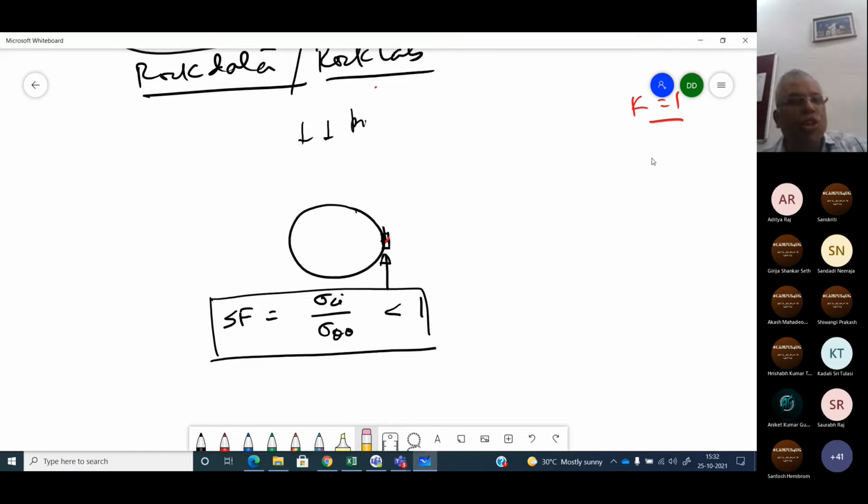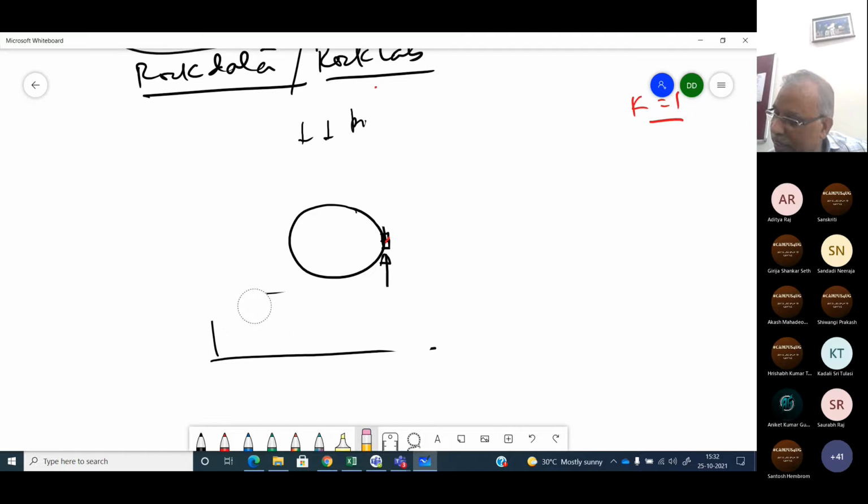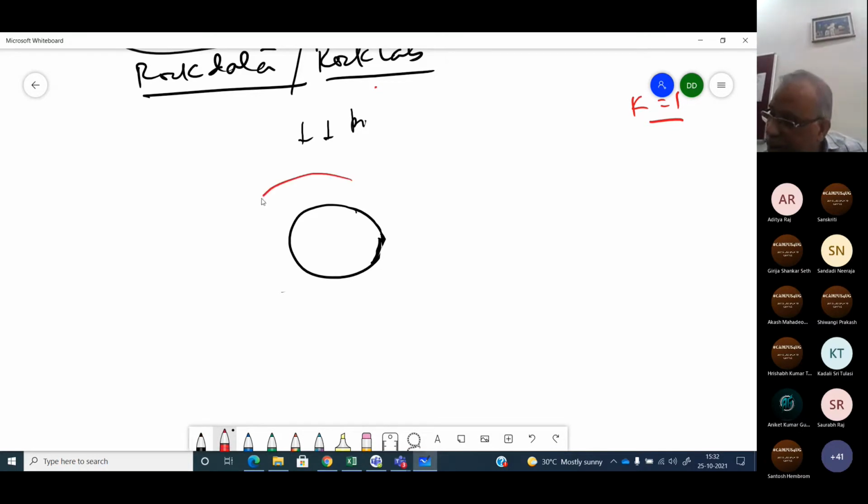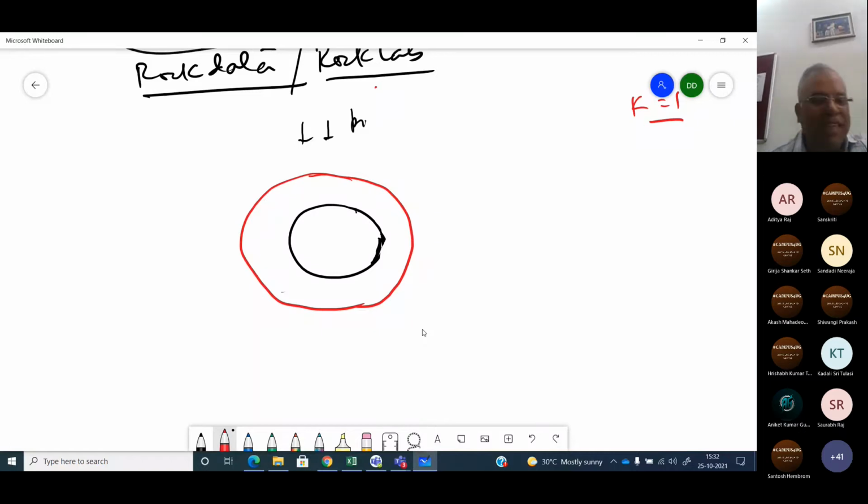We'll be using k equals to 1 only, and there is a particular reason why. Because at k equals to 1, what is tau r theta? Can anybody tell me? In Kirsch's solution, what is tau r theta at k equals to 1? 0. So at k equals to 1, tau r theta is 0, meaning there is no shear stress.